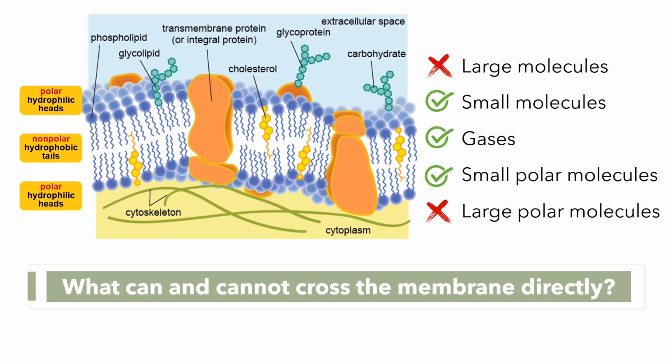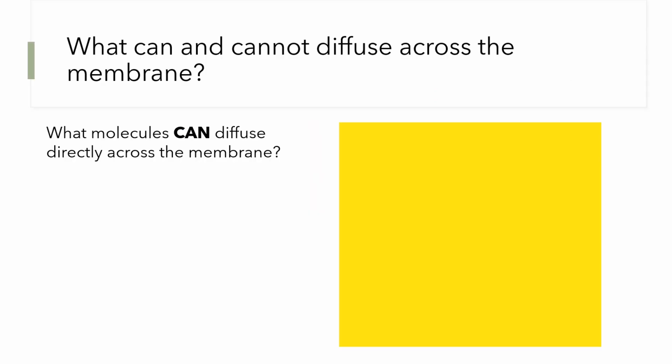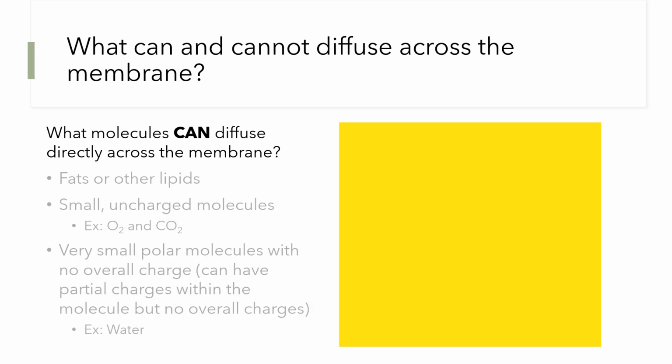Large polar molecules cannot, because they are polar, and they wouldn't be able to tolerate that nonpolar area of the hydrophobic tails, and also because of their size. So this area in the middle with all of our hydrophobic tails is impermeable to large and polar molecules. So we call this movement across the membrane diffusion. So let's look at some examples of what can and cannot diffuse across the membrane.